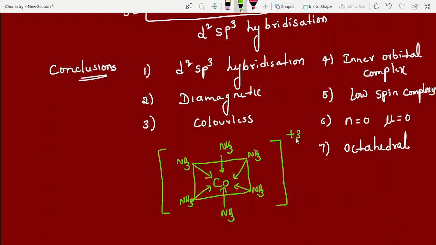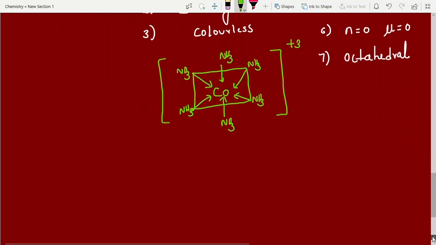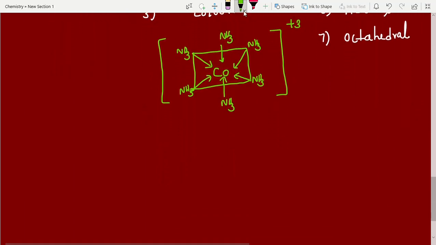So with this we have completed both the board examination, PUC, CBSE, all, and then competitive questions also. Now next question. Another complex, [CoCl6]. You may take CoCl6, you may take CoF6 also, both.